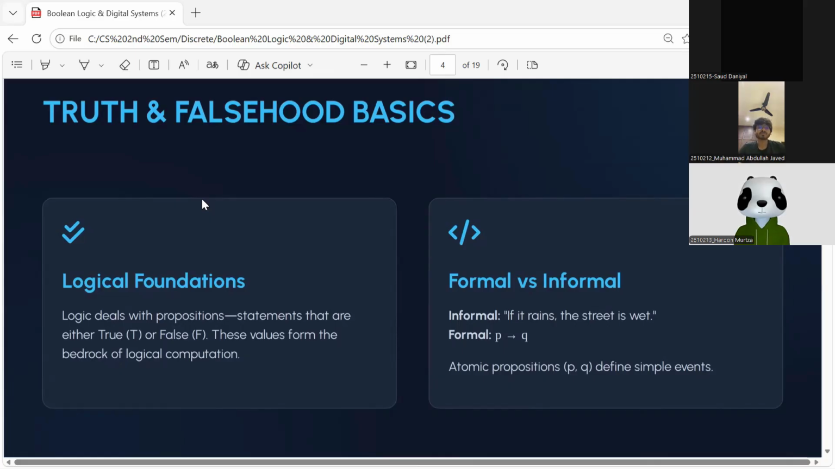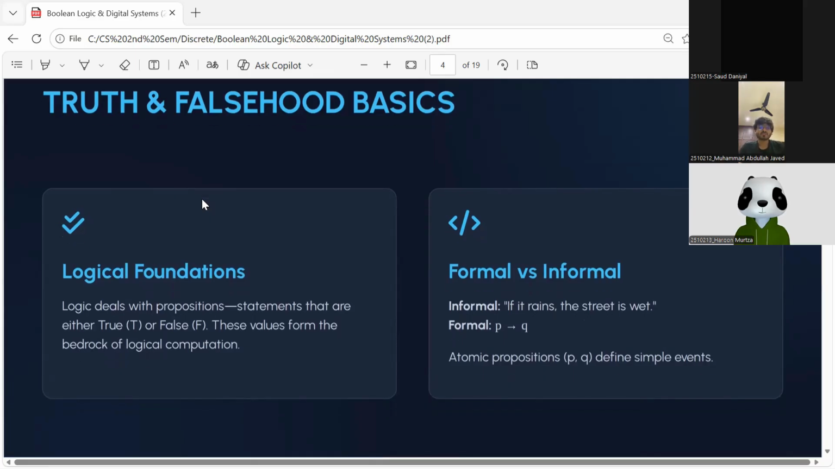The informal statement is a daily casual statement: if it rains, the street becomes wet. This is a really informal statement. So in computational logic, we change this statement into P implies Q. So if it rains becomes P, which implies that the street becomes wet. This shows the basic relation in our formal statement, in our logic, and this is a bedrock of logic contradictions. So let's move to the next slide.